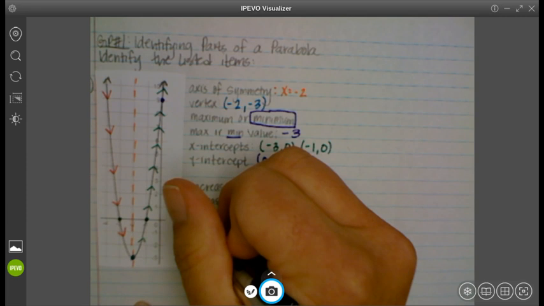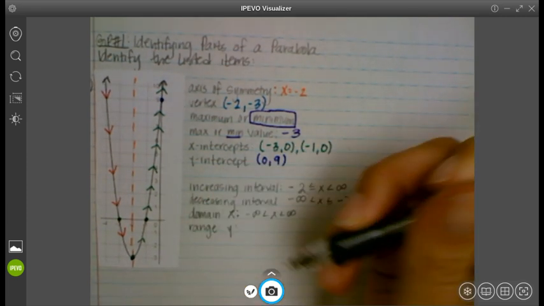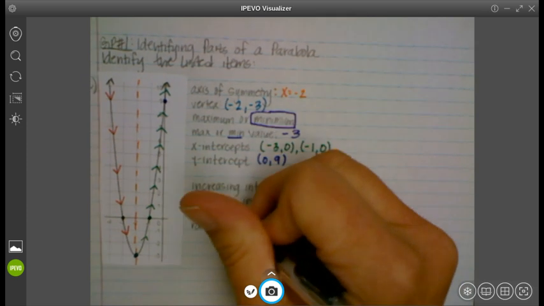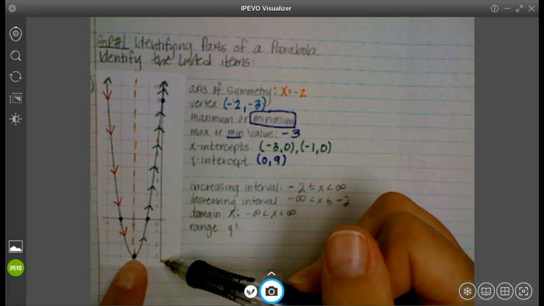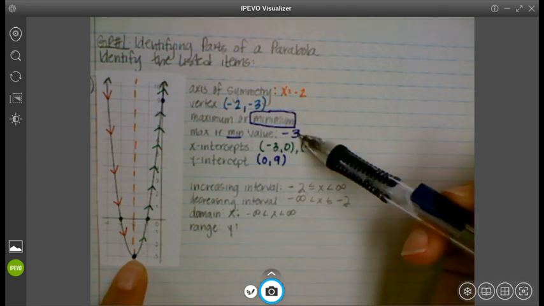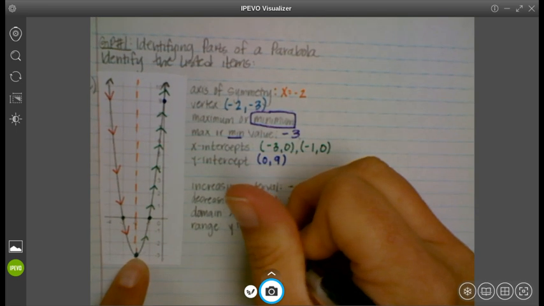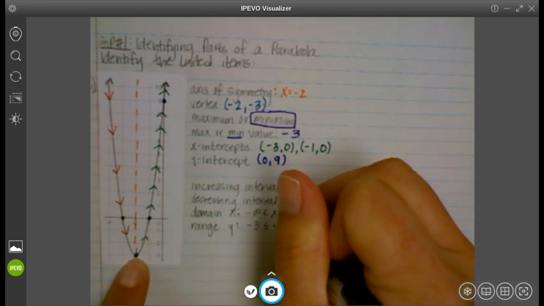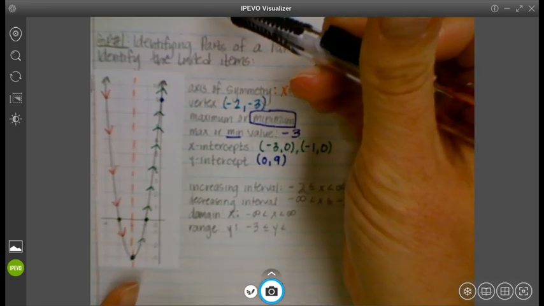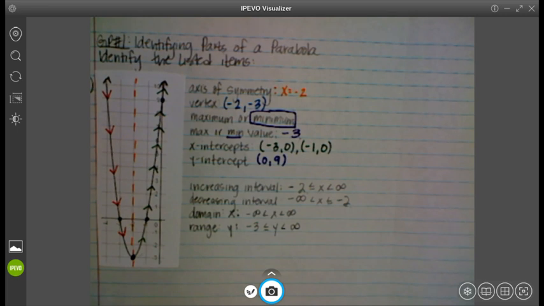The range: remember the range is the very bottom of the graph to the very top of the graph. The very bottom of the graph is here at -3, which we talked about earlier with that minimum value, right? So -3 is less than or equal to y is less than, and the very top of the graph is going to be positive infinity.